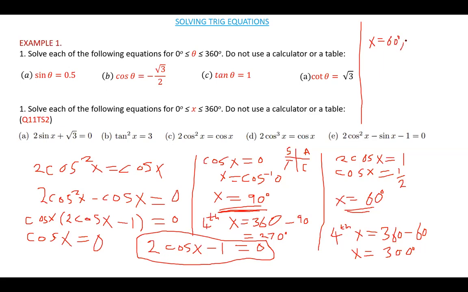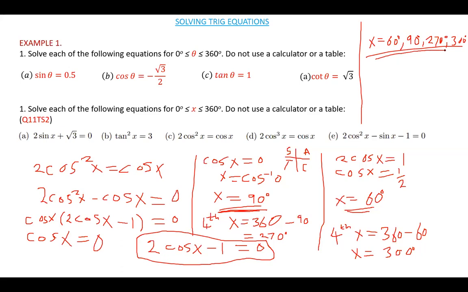and then followed by 90 degrees, then followed by 270 degrees, and then finally you get your answer to be 300 degrees. So these are your answers.